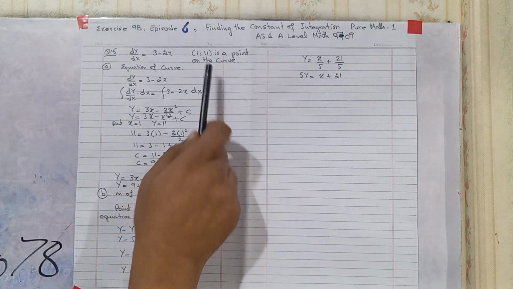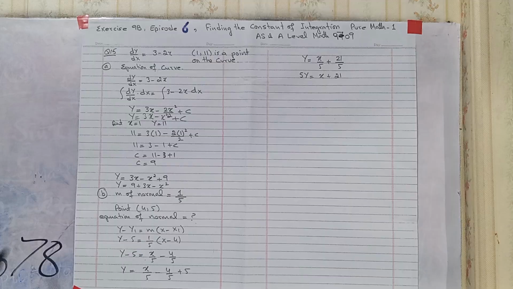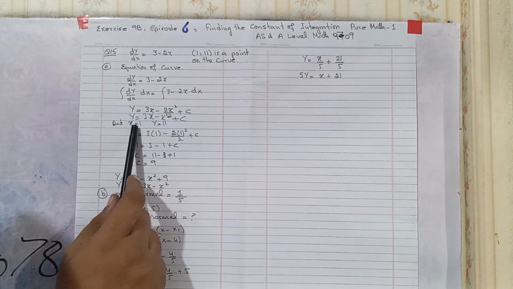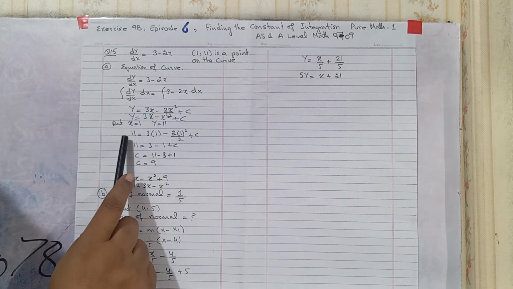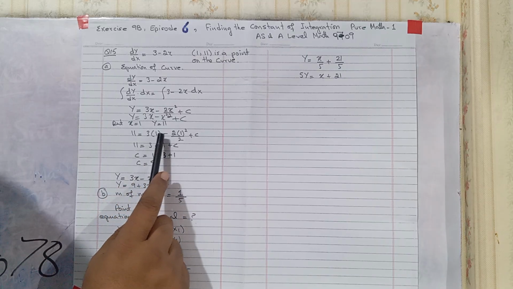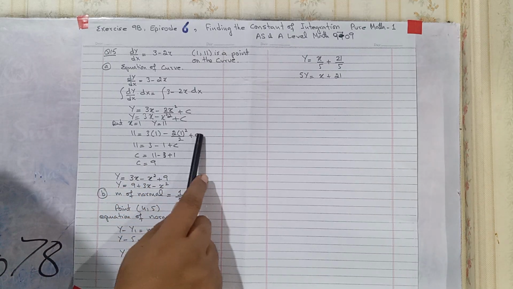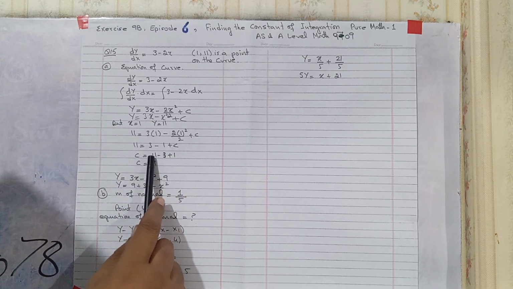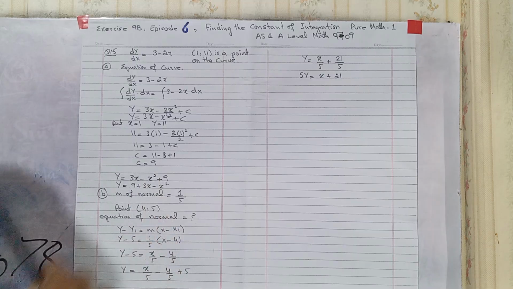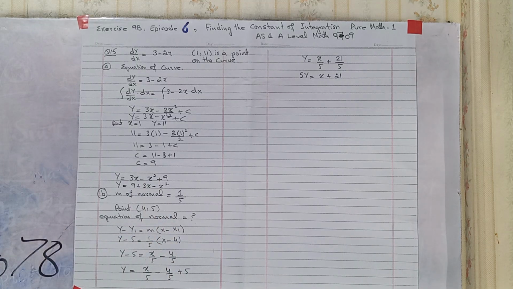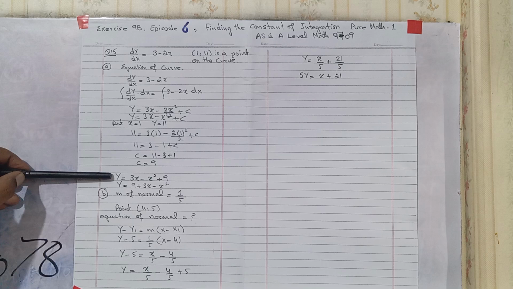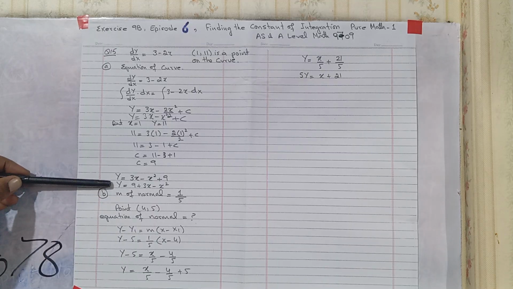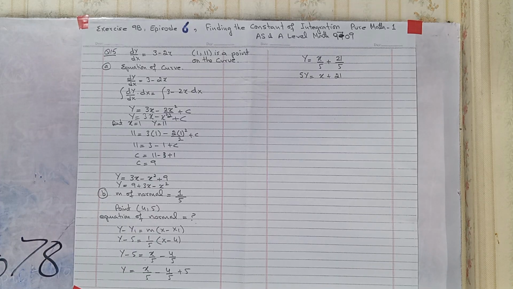So we know that the curve is passing through this point 1 comma 11. So in the place of x I will put 1, in the place of y I will put 11. So you will have 11 equals to 3 into 1 minus 2 by 2 into 1 square plus c. So this will be 11 equals to 3 minus 1 plus c. So c will be equals to 11 minus 3 plus 1. So c will be equals to 9. Now I know the equation of the curve. The equation of the curve will be y equals to 3x minus x square plus 9. So you can also write it like y equals to 9 plus 3x minus x square.